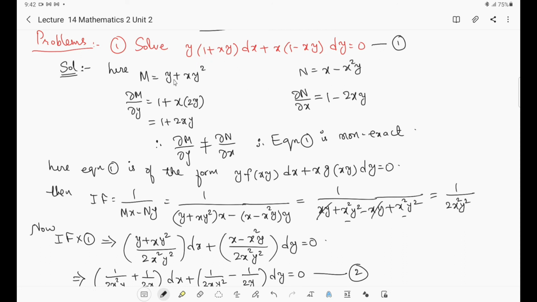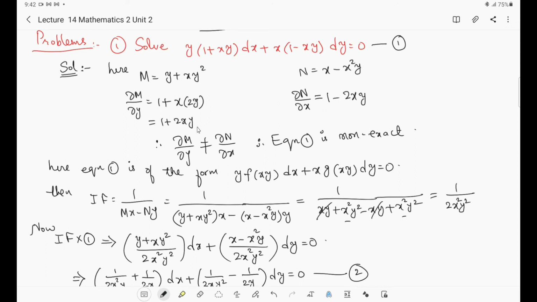It is not a homogeneous equation. Here y power 1 is there, and here x power 1, y power 2. Here total power is 3, here total power is 1. I told you that for a homogeneous equation, the total power of variables in each term should be the same, but here it is not the case. So that is why we cannot use the homogeneous differential equation method. Second method we cannot apply.